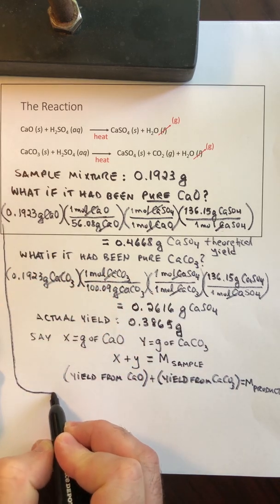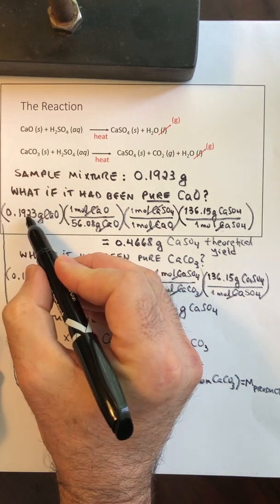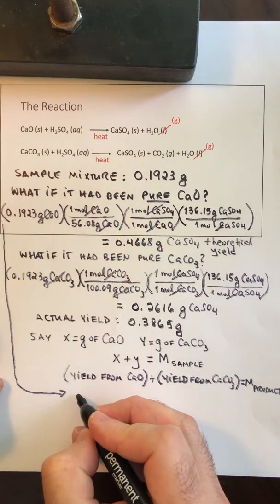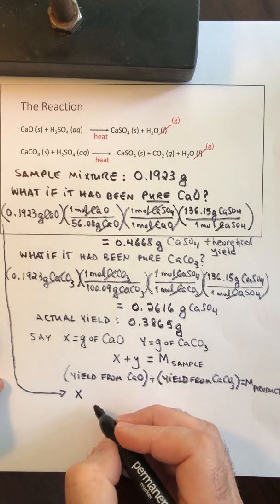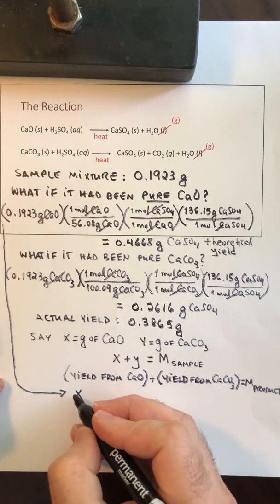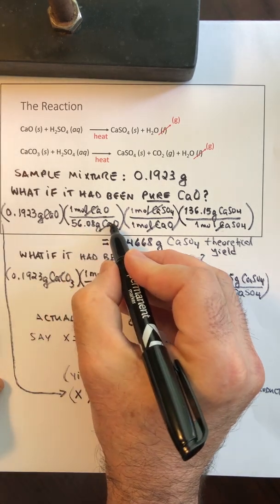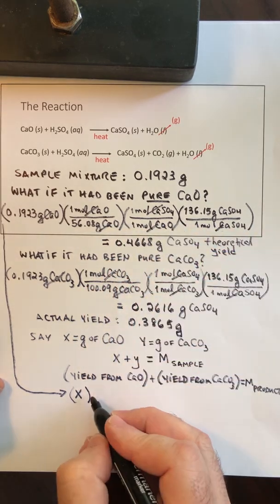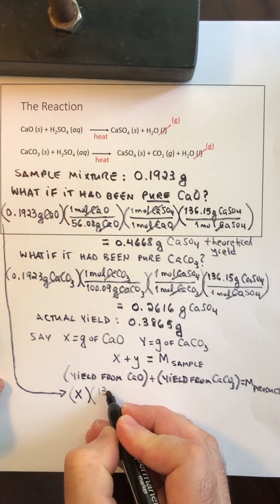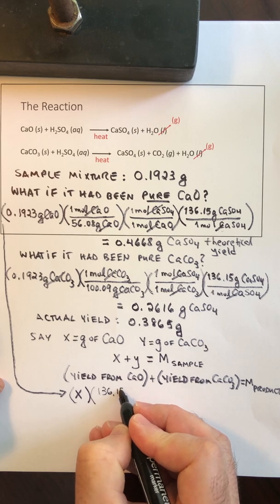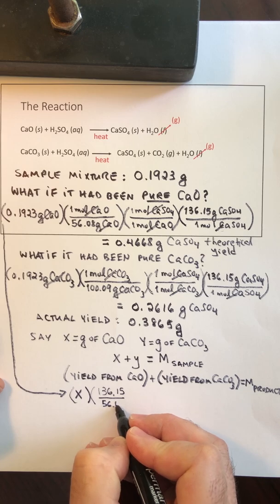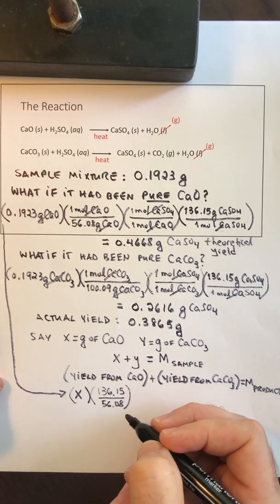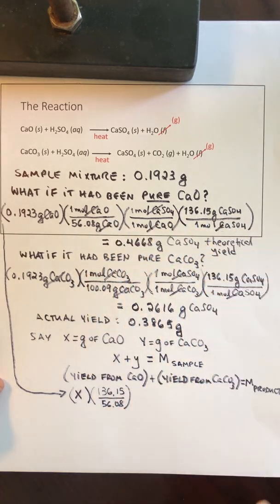I'm going to bring it over here. And you can see that essentially it was, however many grams there were here. So that's X, right? That's the grams of calcium carbonate. And everything else here was ratios. So what we're left with is 136.15 divided by 56.08. And everything else is units. I'm not writing them now because I know they're going to cancel out.